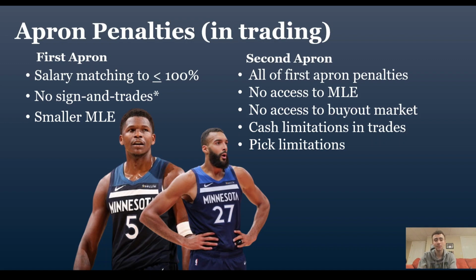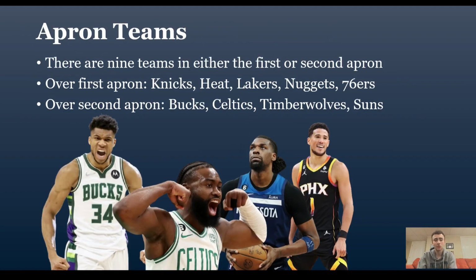So there are severe penalties for the second apron, and there are lesser but still significant penalties if you are in the first apron. Now, there's only 9 apron teams, but that is roughly a third of the league, so that is kind of big. Over the first apron are the Knicks, the Heat, the Lakers, the Nuggets, and the 76ers, and over the second apron are the Bucks, the Celtics, the Timberwolves, and the Suns.